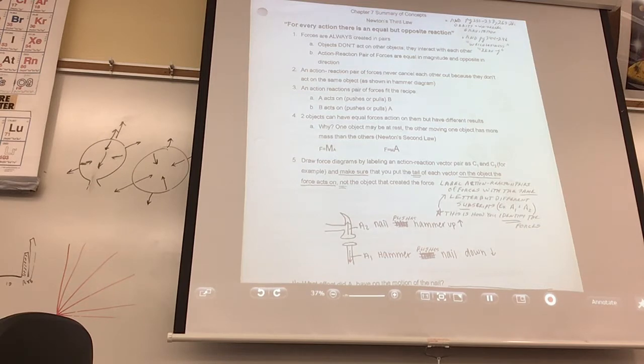Yes, exactly right. All right, Michaela, you do the next one. What effect did A2 have on the motion of the hammer? Right, because the hammers are moving.